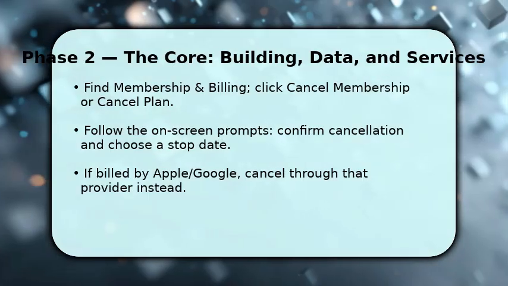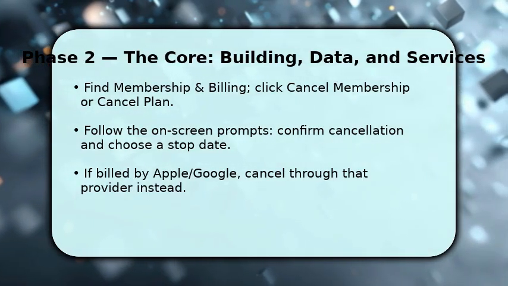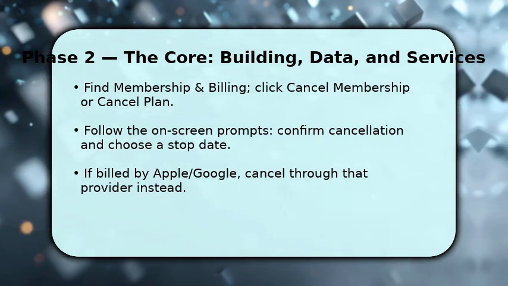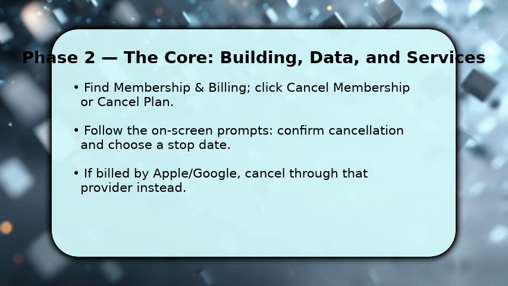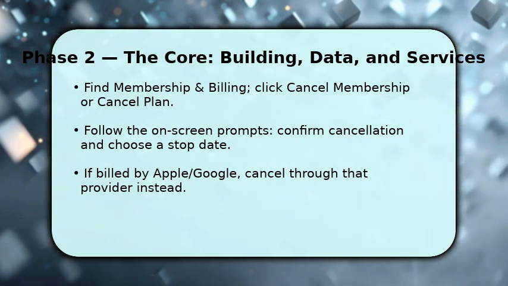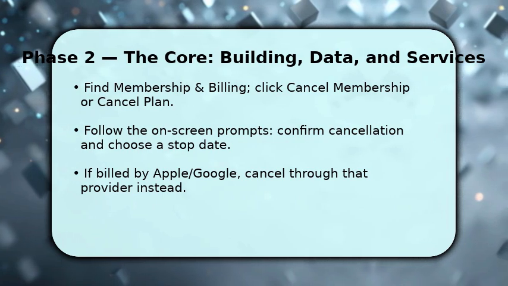You will now continue. Under Membership and Billing, click Cancel Membership or the Cancel Plan button. This initiates the process. You will see a series of prompts asking you to confirm, read the cancellation details, then confirm to schedule the stop date. Netflix keeps your account active until the current paid period ends, so you still have access until that date.